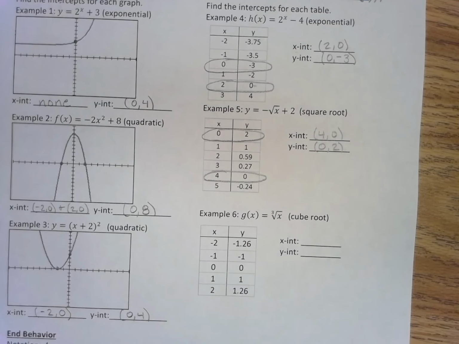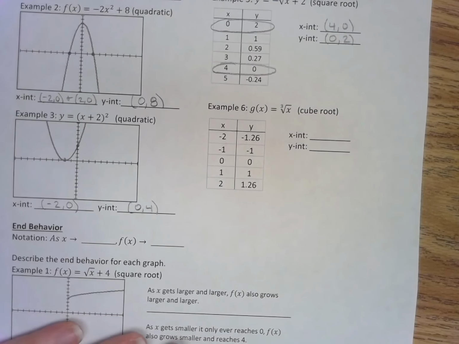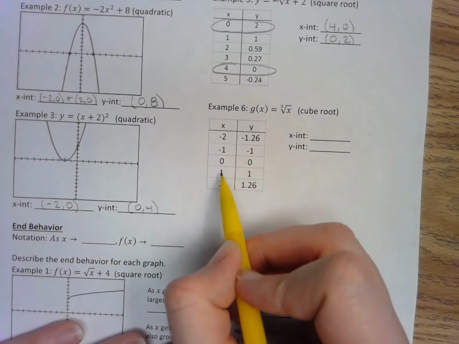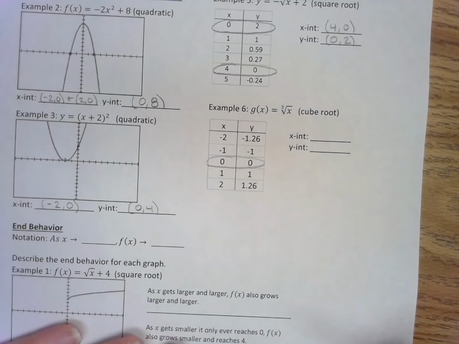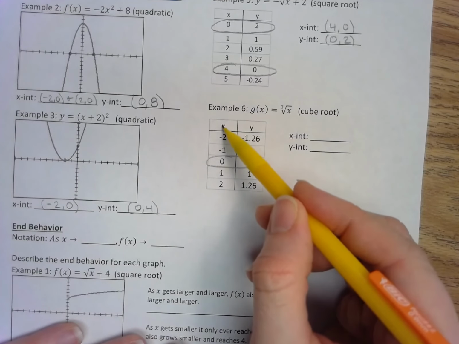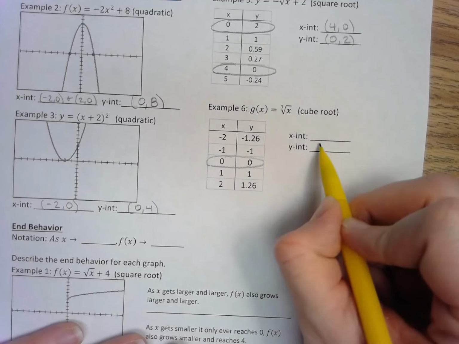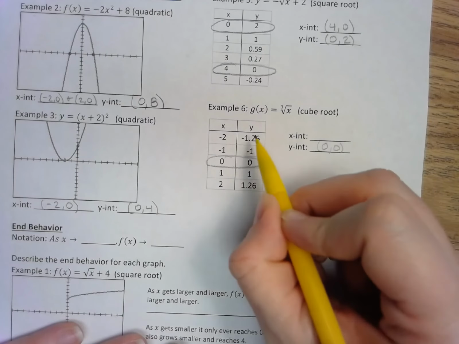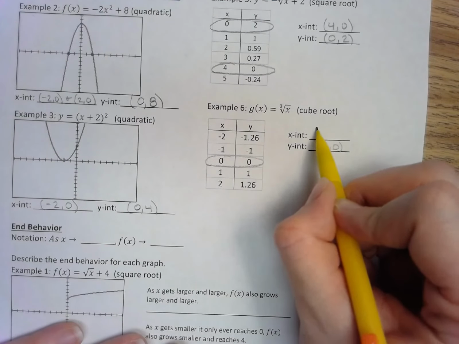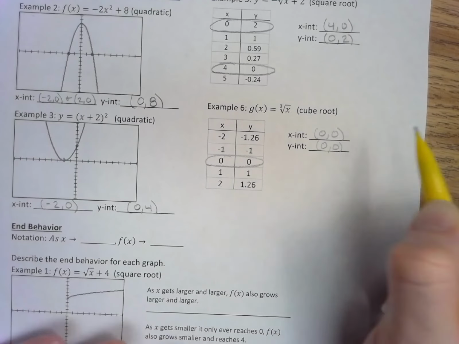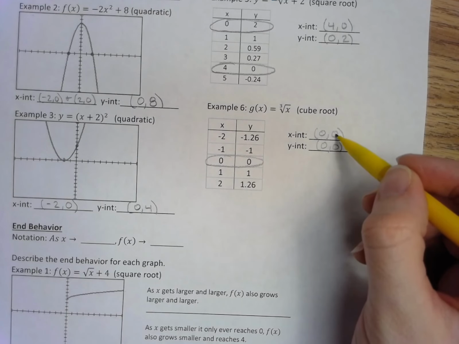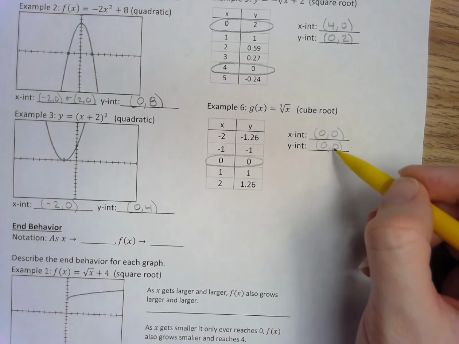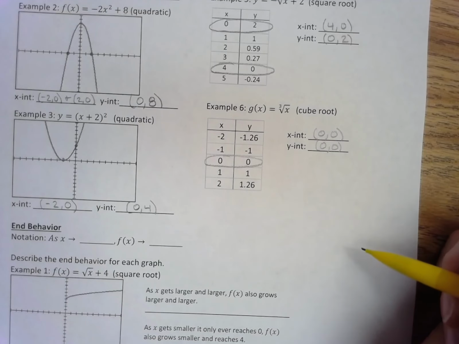Let's look at example 6. Here, a cube root function. Find your zeros. And we do have just the 1 point. So because the x is a 0, that makes it a y-intercept. And because the y is a 0, it also makes it an x-intercept. The origin, 0, 0, passes both through the x and the y-axis. So it is possible to have the same point for x and y-intercept at the origin.